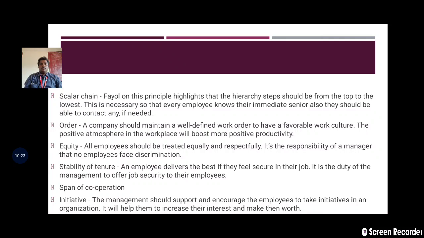And then order. A company should maintain a well-defined work order to have a favorable work culture. The positive atmosphere in the workplace will boost positive productivity. Equity. All employees should be treated equally and respectfully. It's the responsibility of the manager that no employee faces discrimination. Stability of tenure. An employee delivers their best if they feel secure in their job. It is the duty of the management to offer job security to their employees. Initiatives. The management should support and encourage the employees to take initiative in an organization. It will help them to increase their interest and make them work.